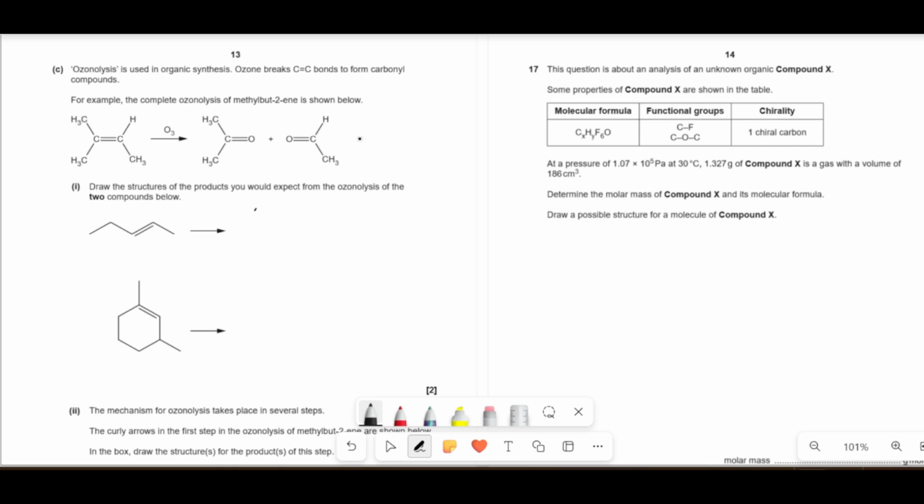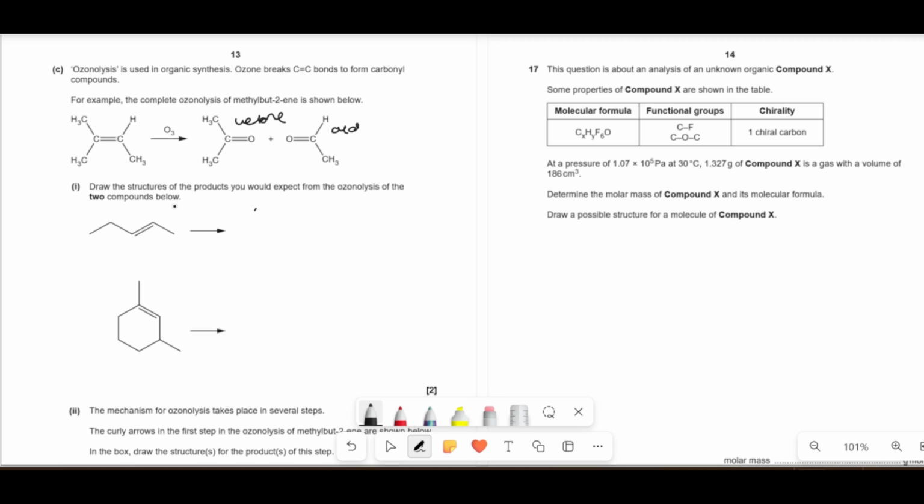So now it says ozonolysis is used in organic synthesis. Ozone breaks down C double bond C to form carbonyl compounds. For example, the complete ozonolysis reaction of 2-methylbutene is shown below. So you can see you've got this butene here, and we're reacting with ozone, and we've got a ketone, and then another one there as well, right? Not ketone, aldehyde, sorry. C double bond O, so it's an aldehyde, and the other is a ketone.